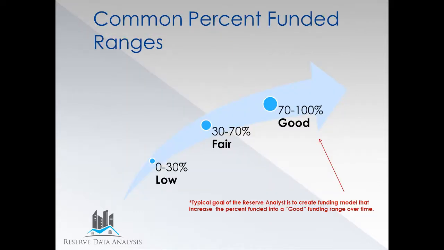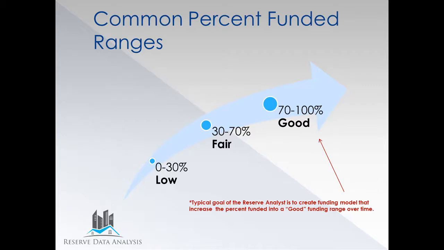Common percent funded ranges: 0 to 30%. This is a low funded range where there's a high risk for special assessments, loans, emergency financing being necessary. 30 to 70%. This is where most of the organizations that we run into are situated. Essentially, they can go many years or decades in this fair funded range with little impact until they see a significant shortfall in one particular year. We like to call those peak expense years. And a good funding range. This is where most communities and organizations have the least risk for reliance on loans, special assessments, things like that.